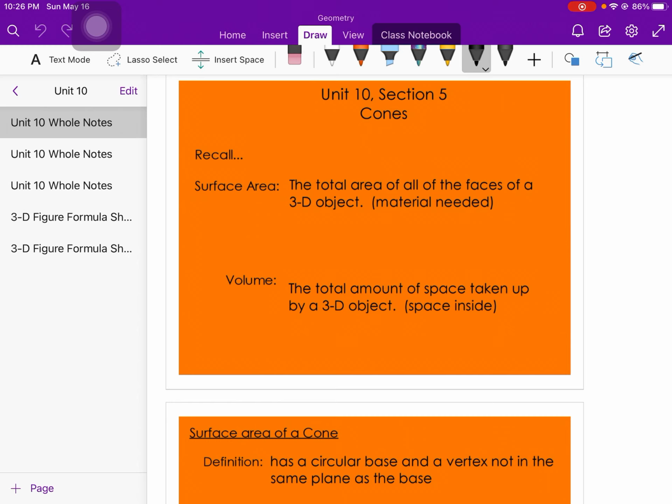So remember surface area, total area of all faces of the three-dimensional object, and then the volume is the space taken up inside of the actual object.